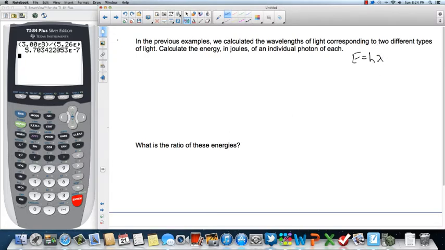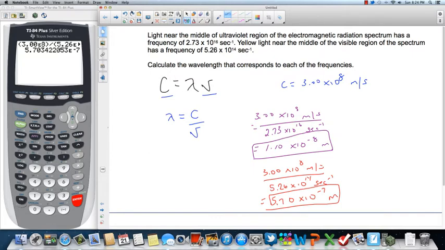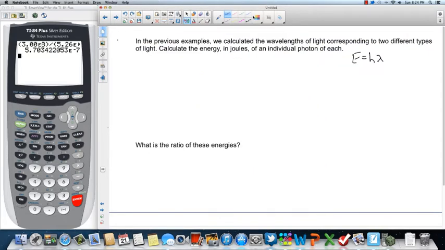Oops, sorry about that. It does not equal h times the wavelength. It equals h times the frequency. Or we could do it as E is equal to h times c divided by wavelength.